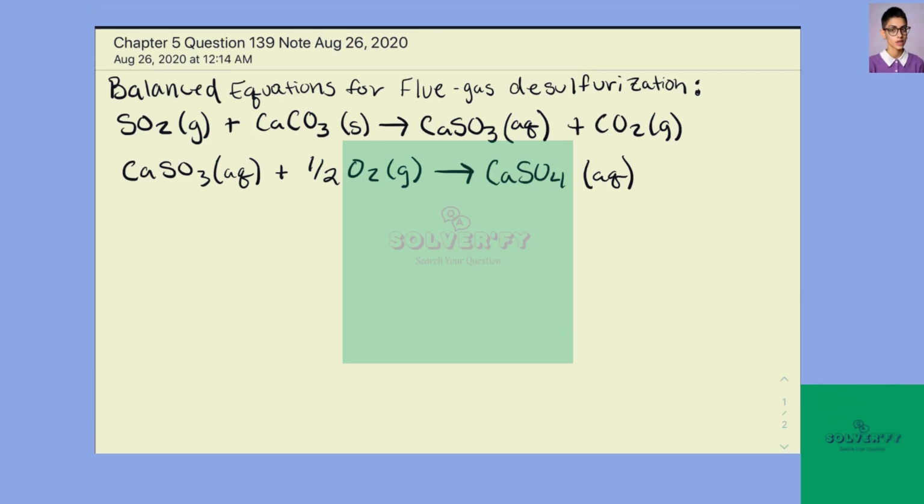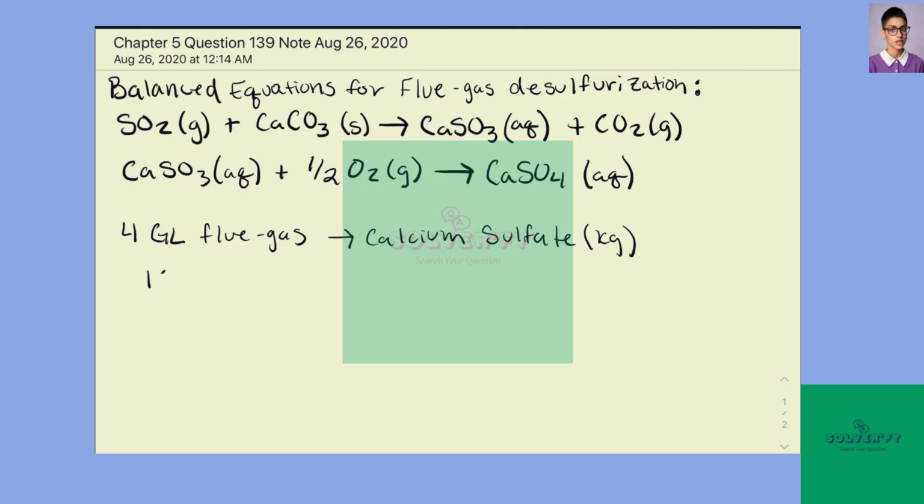For this question, we are going to be using the balanced equations for flue-gas desulfurization. They are wanting us to find, for the first part of this question, the mass of calcium sulfate that can be obtained from 4 gigaliters of flue gas. So they tell us that we have 4 gigaliters of flue gas, and they're wanting us to find out how much calcium sulfate in kilograms we can obtain from this.